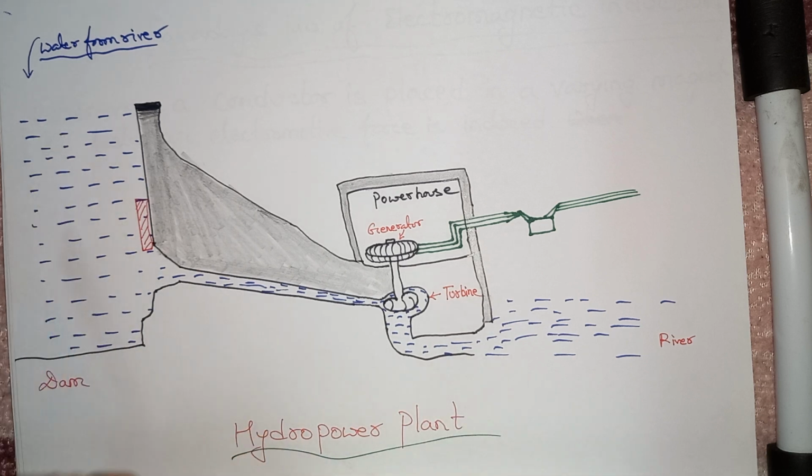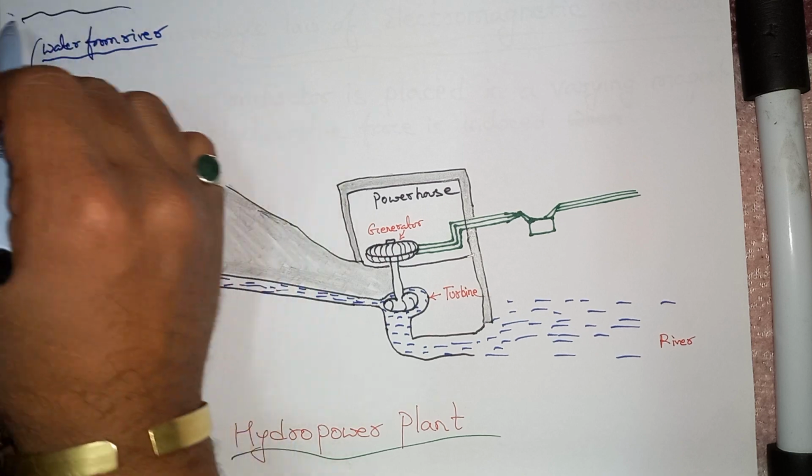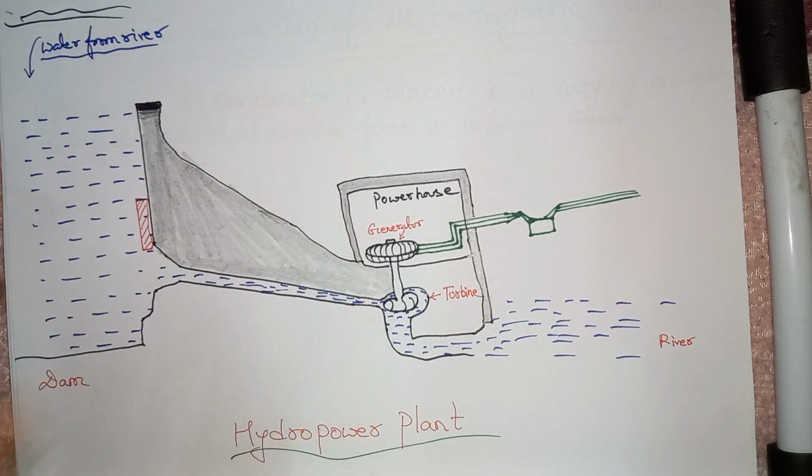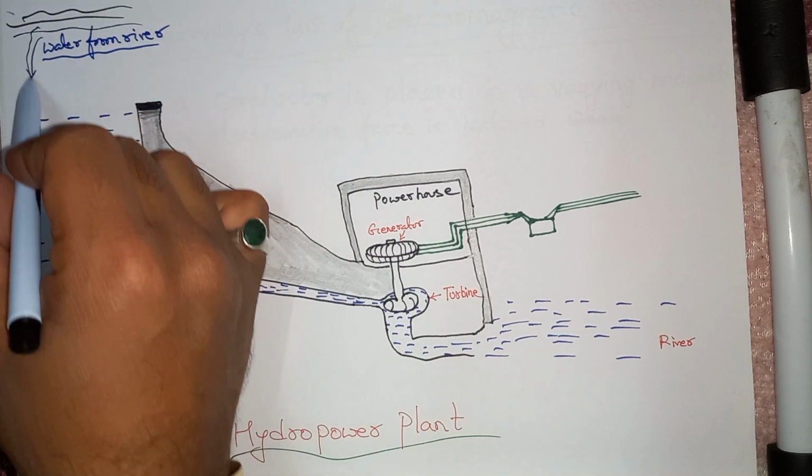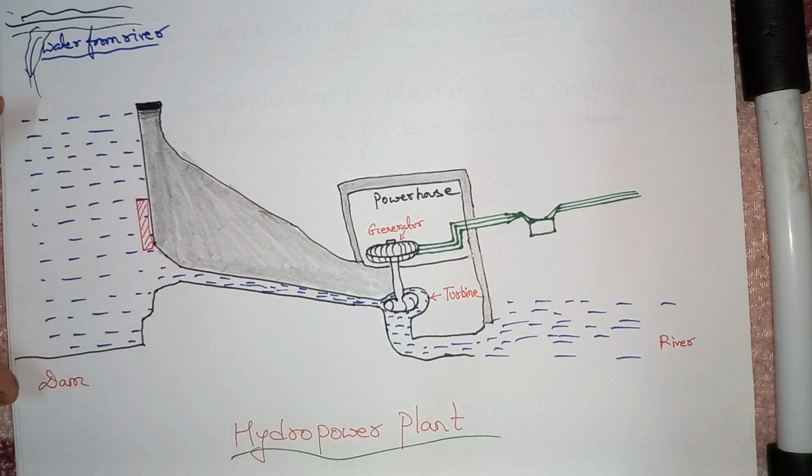Then there will be a river. We need a large source of water, so we can take it from a huge river, not a small river, where the water flows continuously all year. From the river we'll collect the water in a dam, as we need some amount of water. The dam will be filled with water. It will be a very large dam, as shown here in the picture.